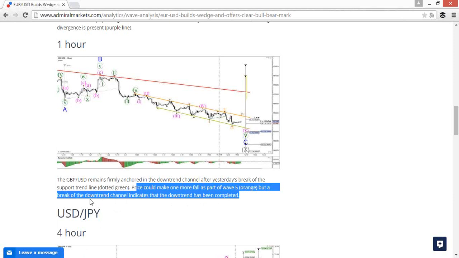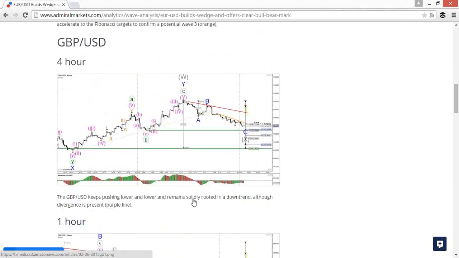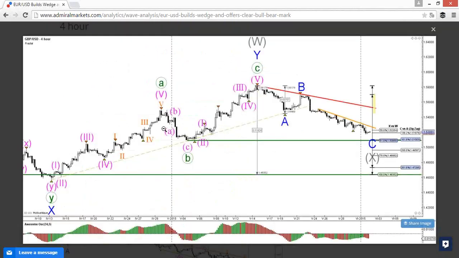If price would break it, then makes sense, right? But at the moment, it hasn't broken yet. So basically, still thinking that this is an ABC, but the downside is just extending and extending a bit further than anticipated at first.